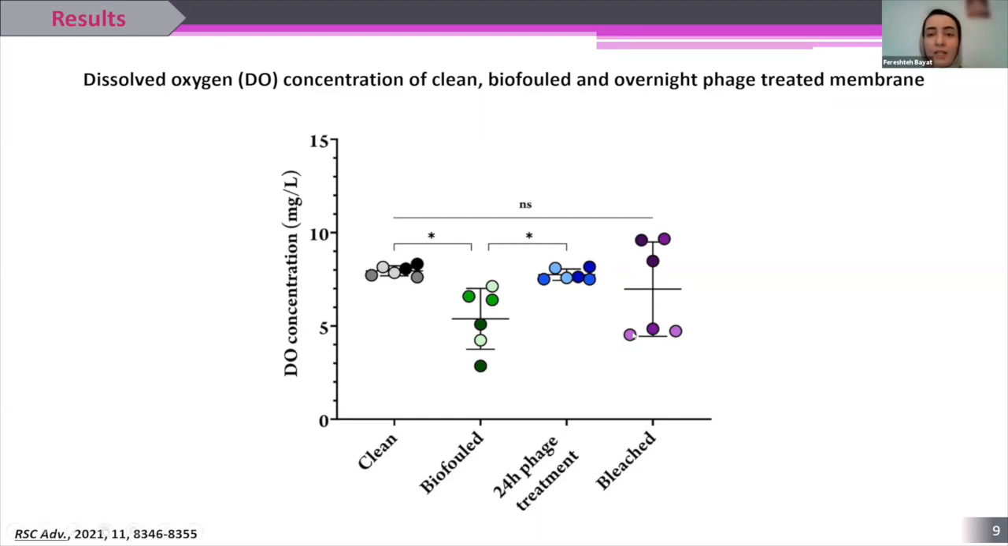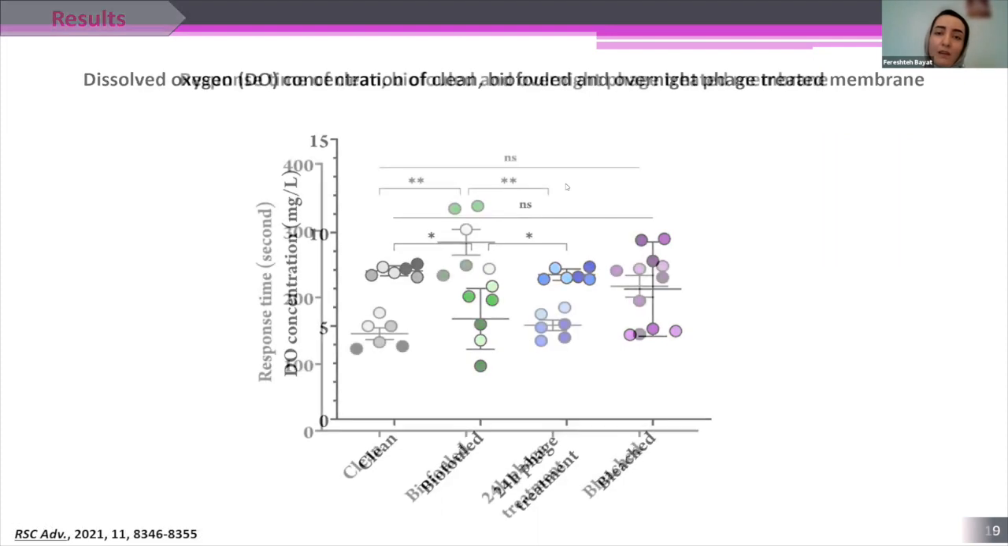The results using bleached membranes were not consistent. Bleach also damages the surface of the membrane, and it is not environmentally friendly. So phage treatment is a better way of cleaning the surface of the membrane.